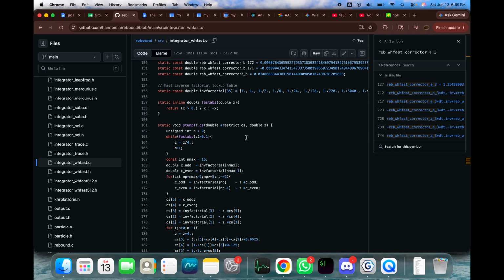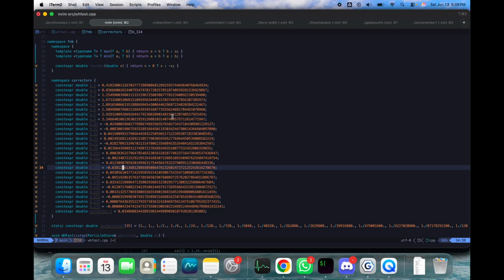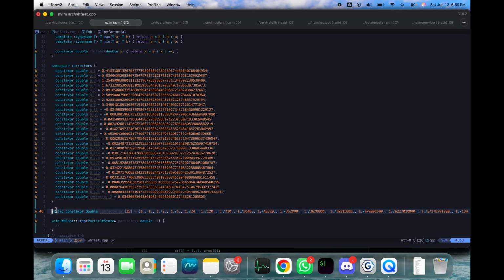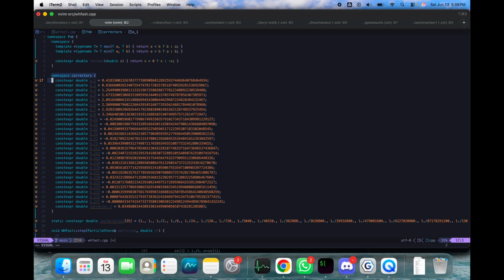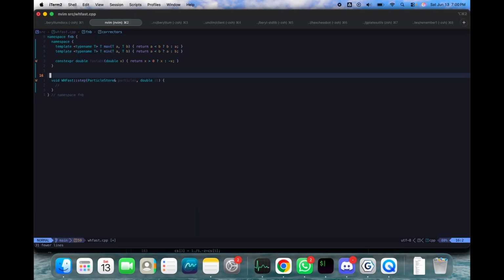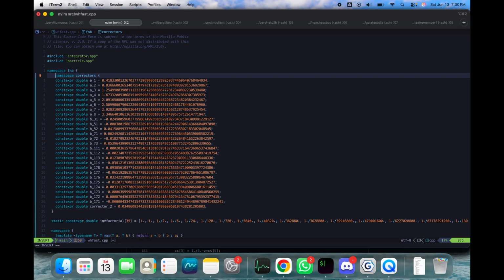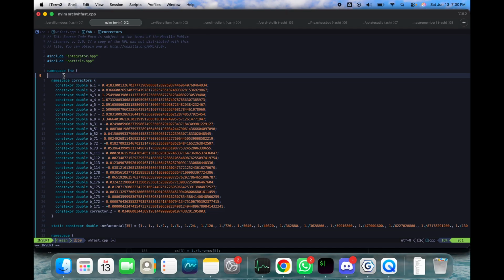Static void stumpff CS. So all the functions, all the inner functions here are just going to be, so I'm just going to pull everything out from here, and I'm just going to go up all the way to the end of this line. So D, I'm going to put this whole thing above here. Okay.